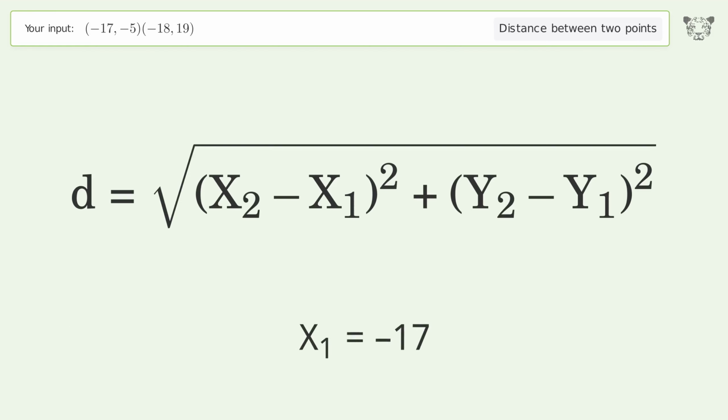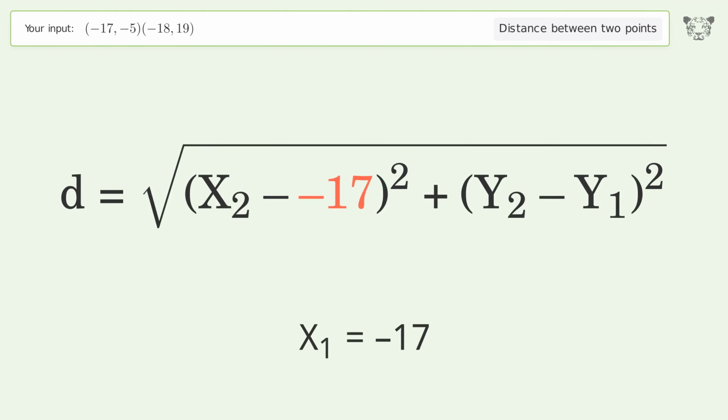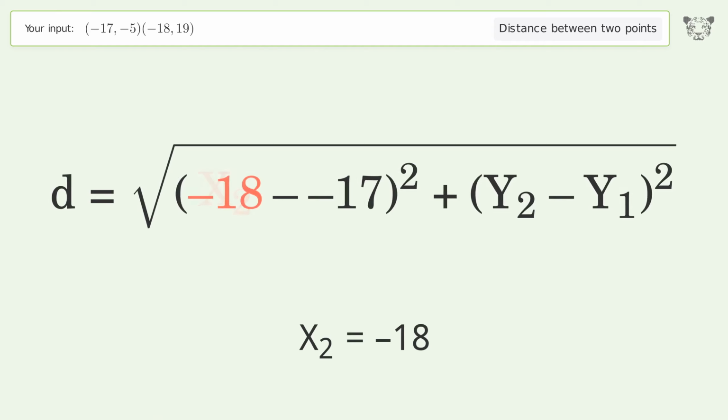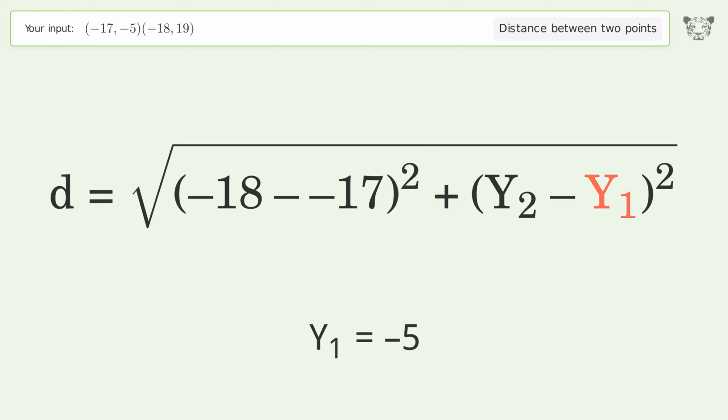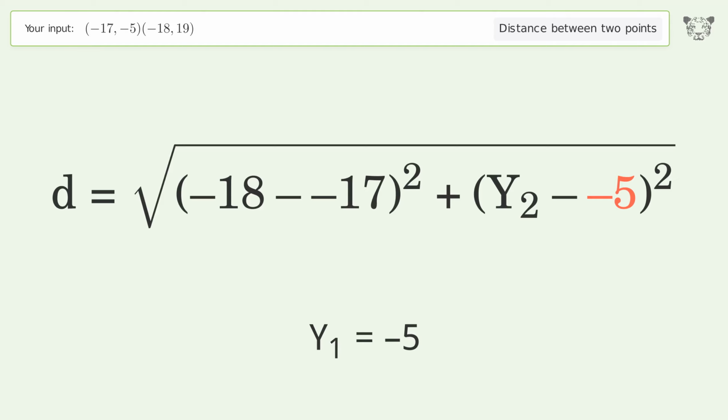x1 equals -17. x2 equals -18. y1 equals -5. y2 equals 19.